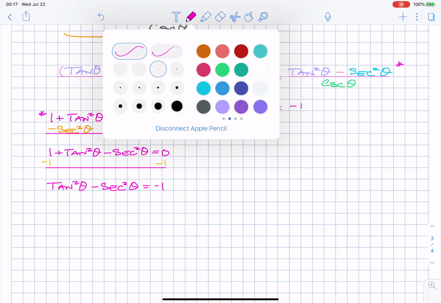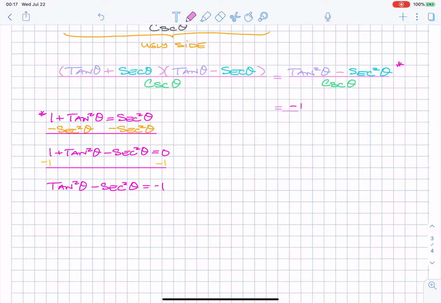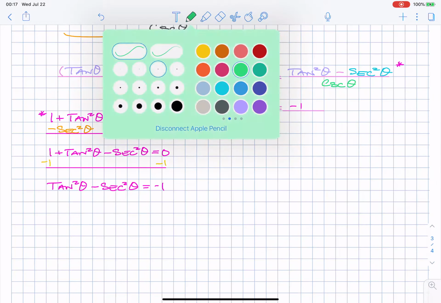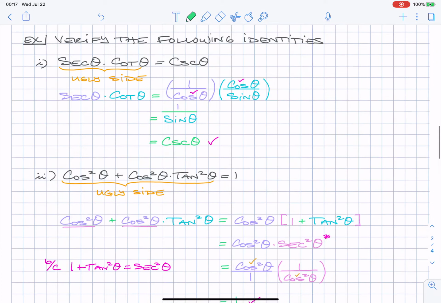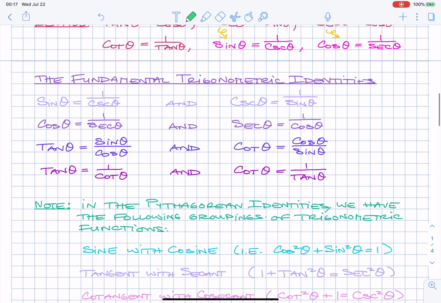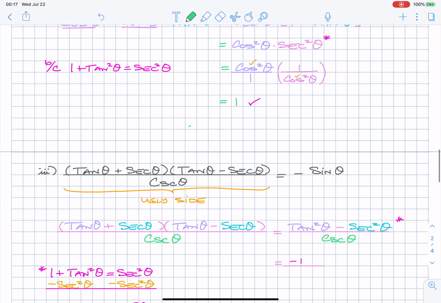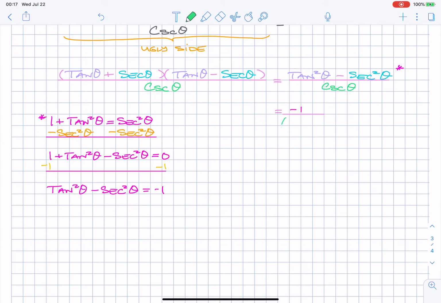So I can just write this as negative 1 divided by cosecant. Well, what is cosecant? Cosecant is 1 over sine. Okay. So negative 1 divided by 1 over sine.